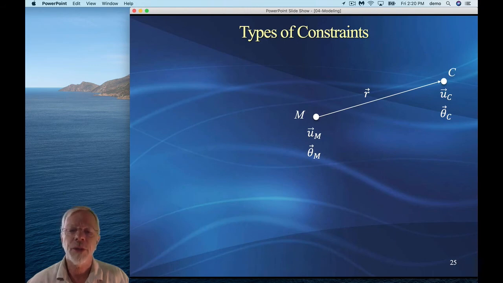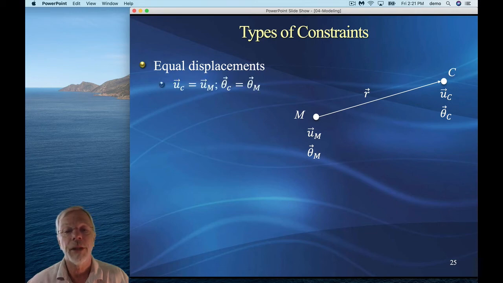What I show here is the master node M with displacements u_m and theta_m, and constrained node C with displacements u_c and theta_c. And then we have this position vector r going from M to C. So one type of constraint, the easiest type, is that node C has equal displacements to node M. And so in that case, u_c is equal to u_m, and theta_c is equal to theta_m. And so these are 6 constraint equations.